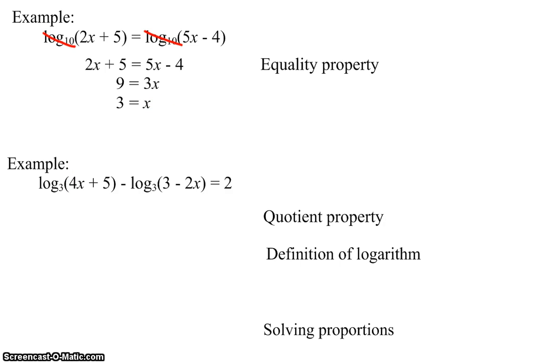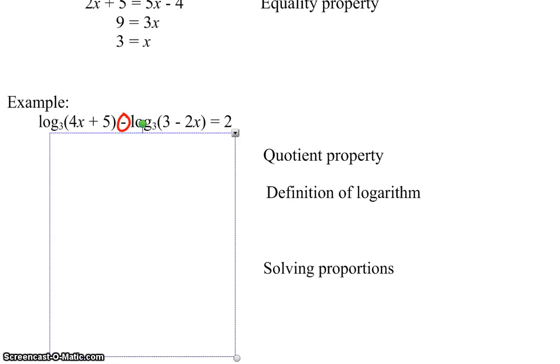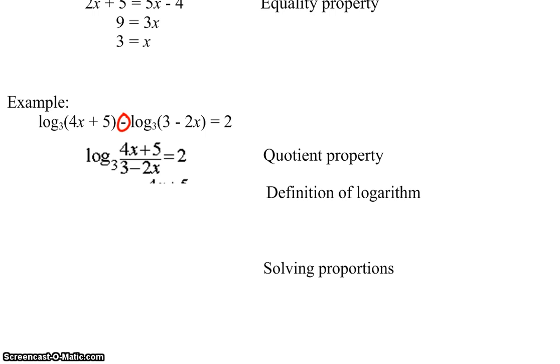The next problem, you can see the subtraction here, so that meant that it involved a quotient property. So the first thing I did was I rewrote that as a quotient. So I had the log base 3 of 4x plus 5 over 3 minus 2x. Then by using the definition of logarithm, or rewriting it in exponential form, I had 3 squared equals 4x plus 5 over 3 minus 2x. It's starting to look a little bit more doable now.